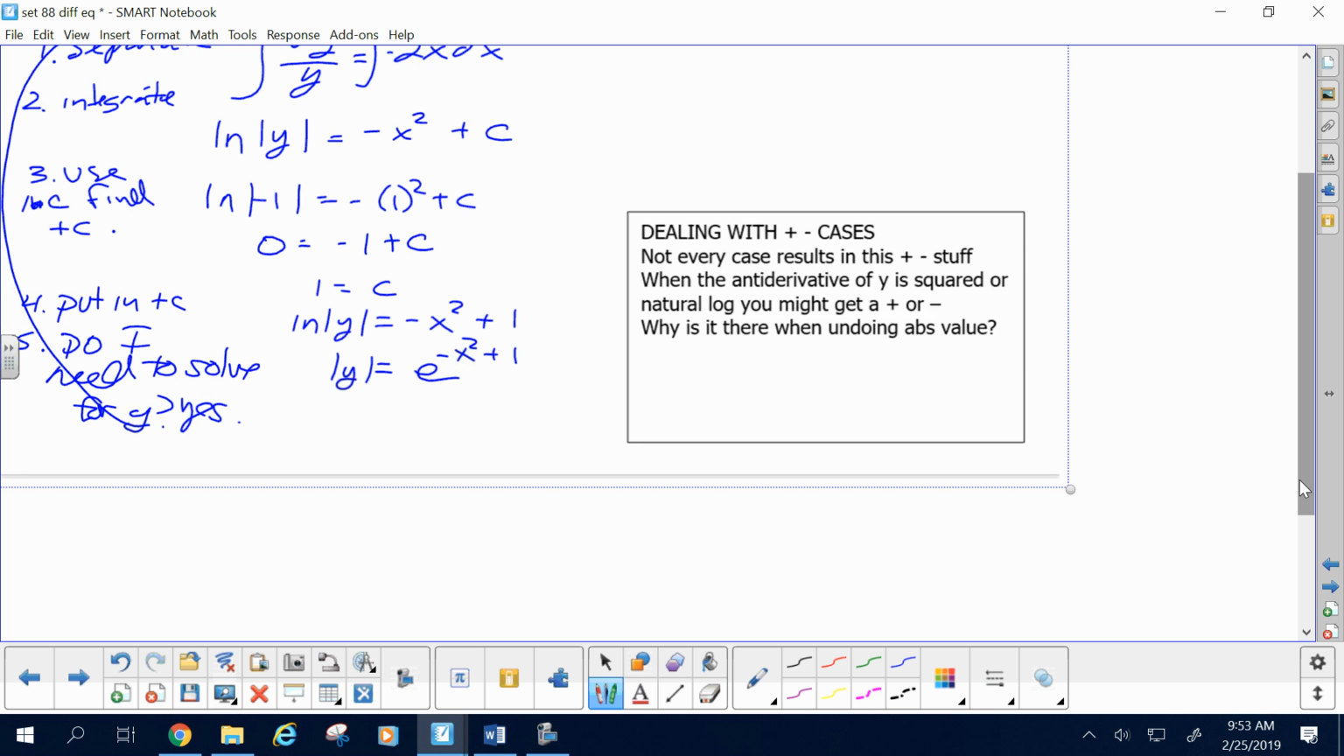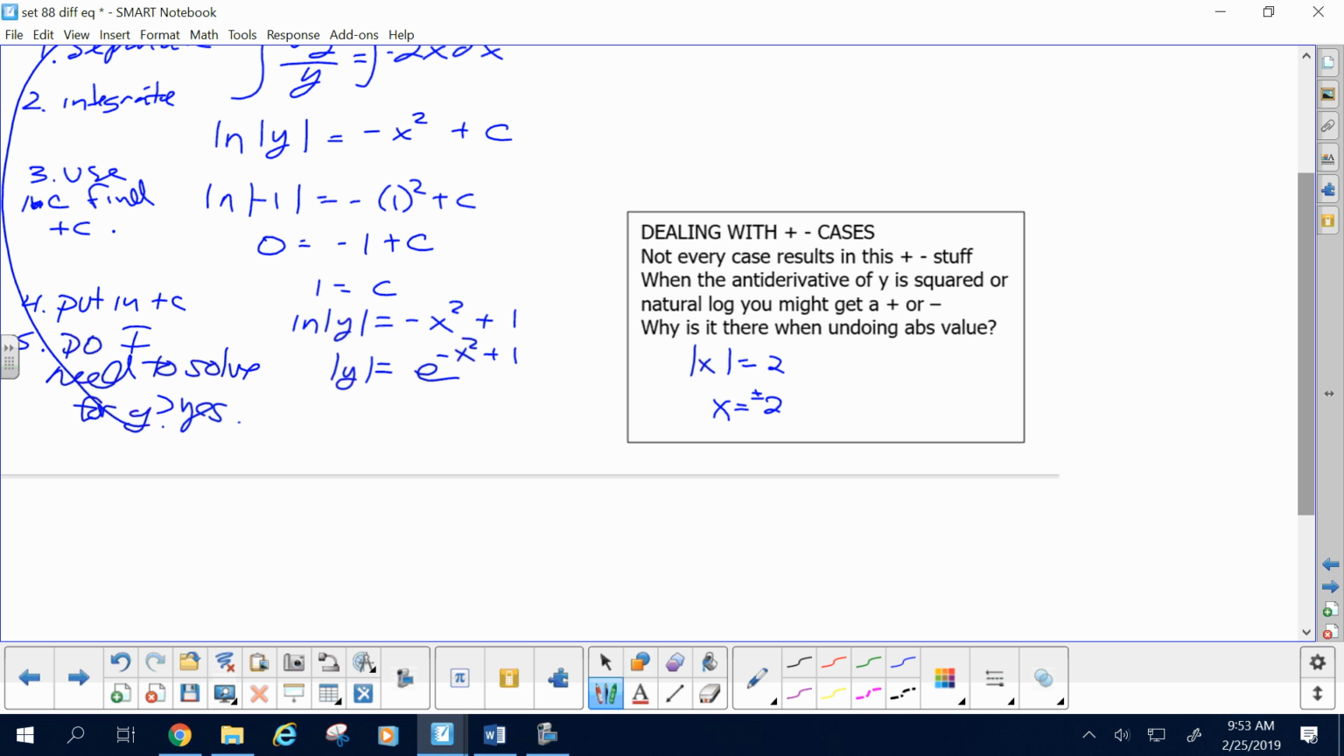Now, this is the part that's probably new. When you dump absolute value, you're dealing with plus or minus cases. Not every case results in plus or minus. When the antiderivative is y squared or log, you might get a plus or minus. Absolute value. Let's talk about it here. We'll come back to this in a second. Say I told you that some number had an absolute value of 2. What would you know about that number? It could have been 2, or it could have been -2.